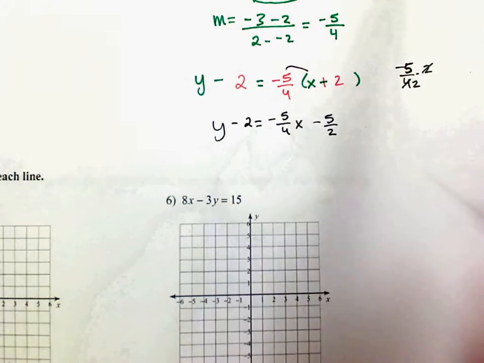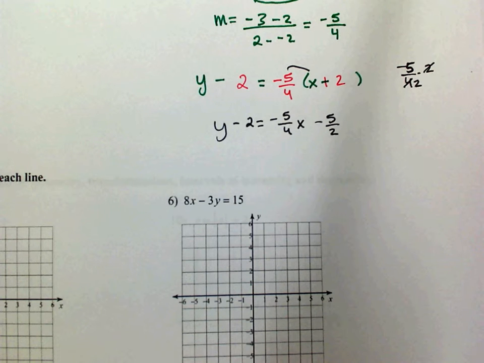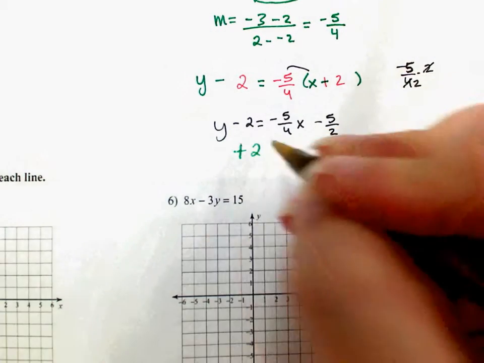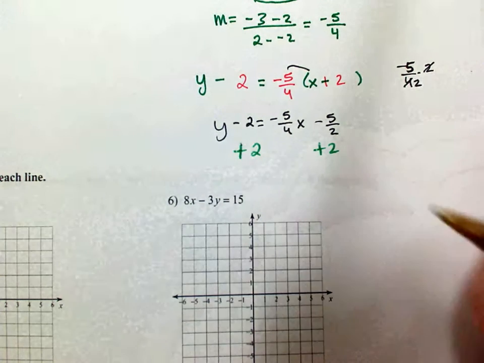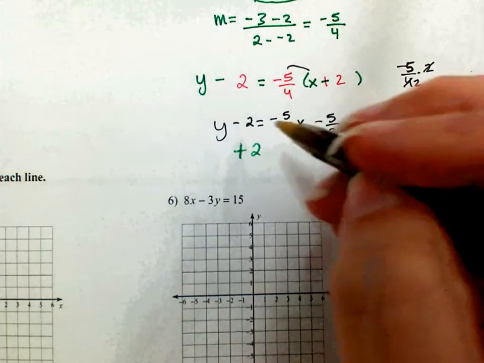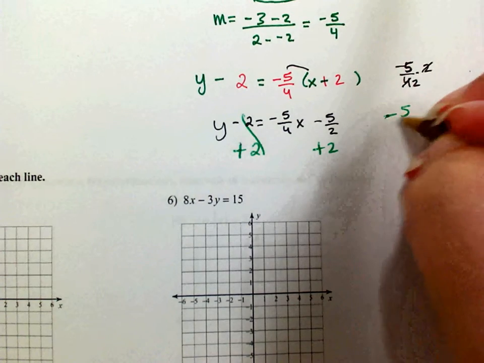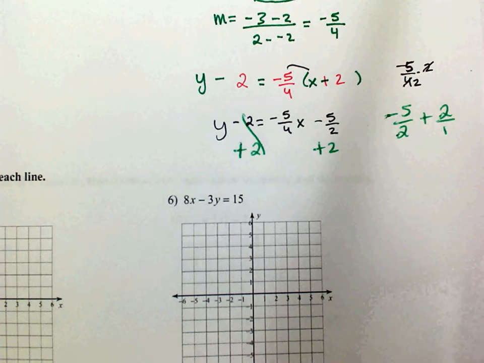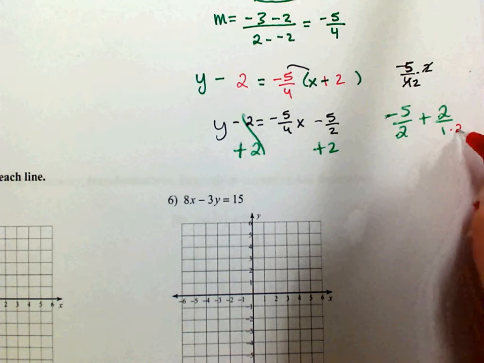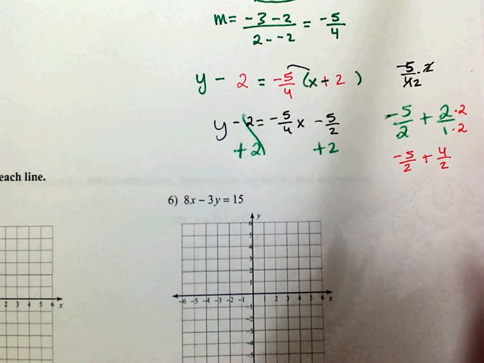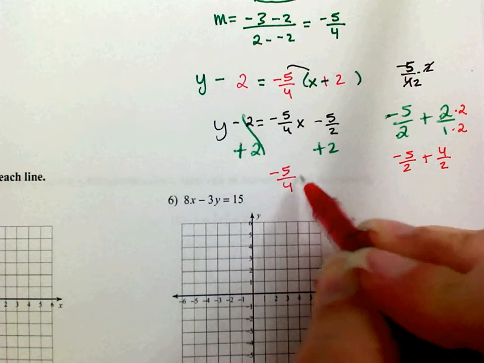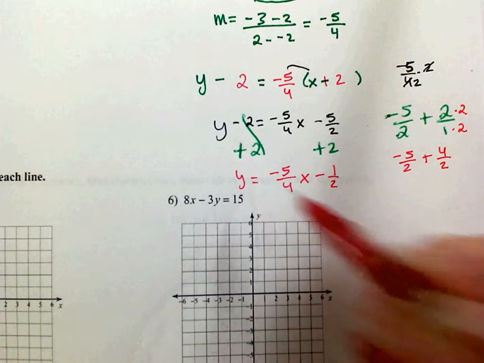I'm trying to solve for y. What am I going to do? Add 2. Do you have a calculator on this portion? Was this the non-calculator portion? Yeah, then no calculator. How do you add negative 5 halves and 2? Negative 5 halves plus 2 over 1. The common denominator is what? 2. So that's 4 halves, right? What is negative 5 halves plus 4 halves? So negative 5 fourths x minus 1 half y equals. And there we go.